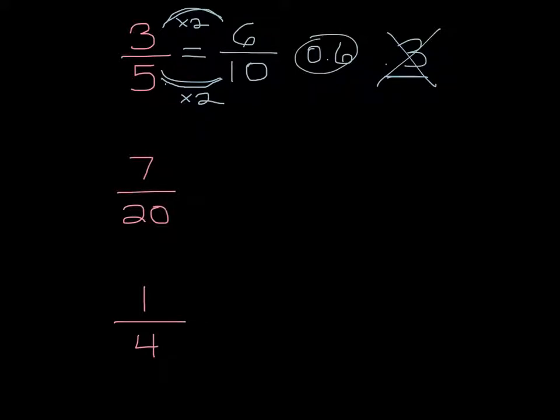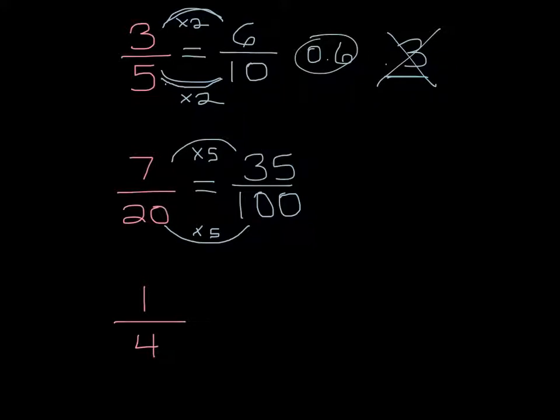Now let's look at the one in the middle. We have 7/20. I'm going to make an equivalent fraction with a denominator of 10, 100, or 1,000. I can't choose 10 because 20 times no whole number equals 10. But I can choose 100 because 20 times 5 equals 100. So I multiply the denominator times 5 and the numerator times 5. 7 times 5 is 35. So 7/20 is equivalent to 35/100, and there's my decimal.